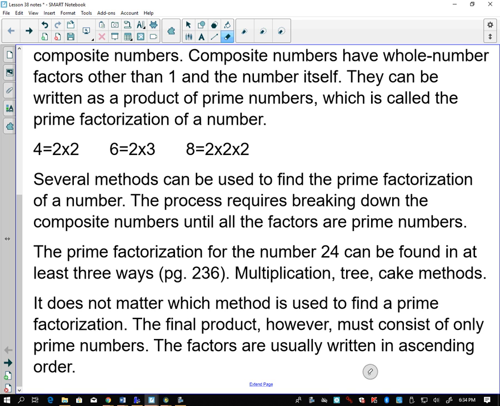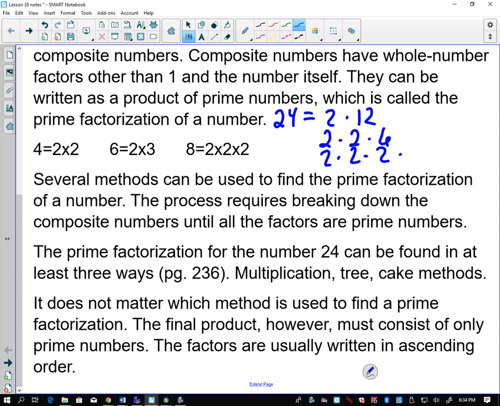One method, at least I'll say the first one, looks like 24 is 2 times 12. Of course, we can take 12, which is 2 times 6. Well, we can take 6 and get 2 times 3. So it looks like that. It's kind of an expanded form. I don't know that they've given a name for that exactly, but that's just one view of it.